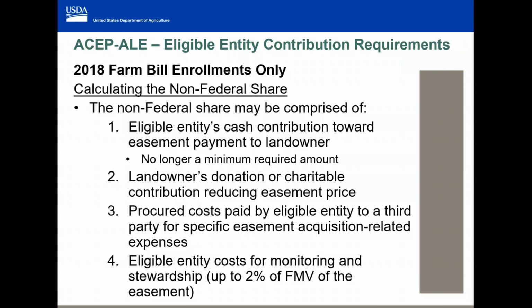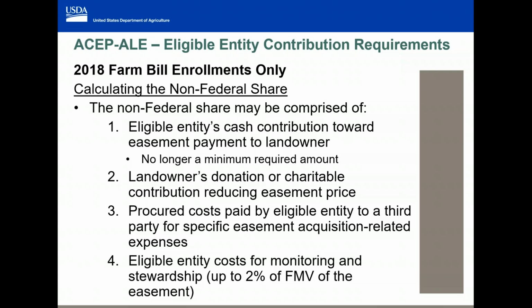There will, however, possibly be some that do not. In those cases, when the non-federal share minimum requirement is not met by 1 or 2, you can move on to category number 3, which is the procured costs that the eligible entity pays to a third party in order to procure certain easement acquisition related items. And I will run through the details on that in a future slide. But that is sort of your next option if 1 and 2 don't get you to the minimum non-federal share.